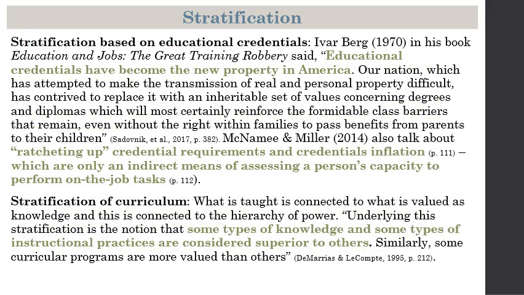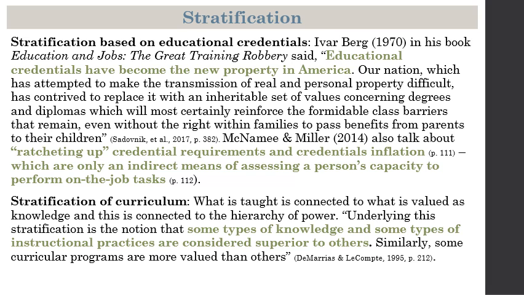The third type of educational stratification has to do with educational credentials. Ivar Berg talked about educational credentials having become the new property in America. McNamee and Miller also talked about this in terms of ratcheting up credential requirements and almost like a credentials inflation. But they said that it's only an indirect means of assessing a person's capacity to perform on-the-job tasks. In other words, if you have the credentials, they don't actually test you, they take the word of the credential.